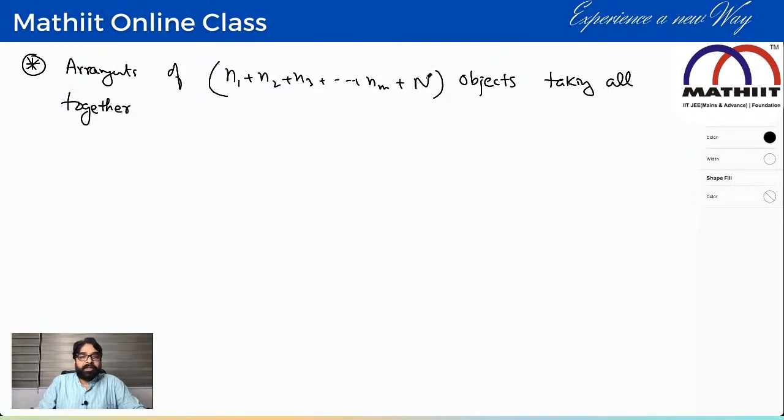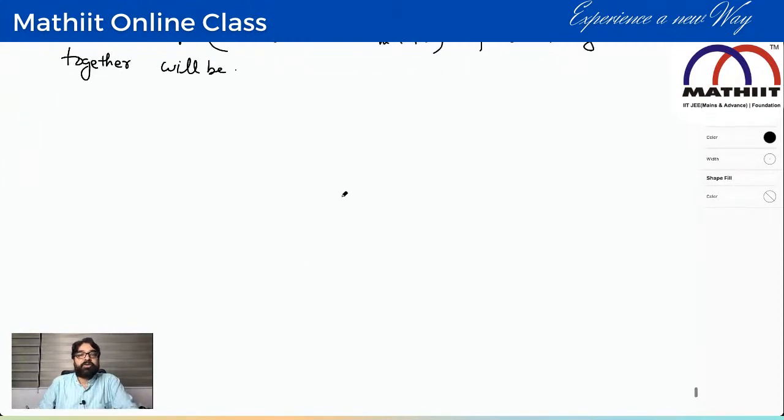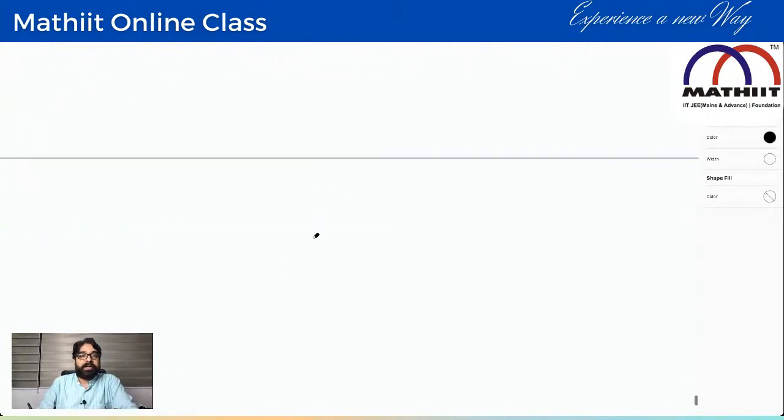It means I'm going to arrange every object. Total how many objects are there? The n1 plus this many number of objects. These are not objects, this many number of objects. Why I'm writing this way, I will tell you. Hold on. Taking all together will be. Before I come to this point, let's understand the meaning of this so that we can write it in our own style.